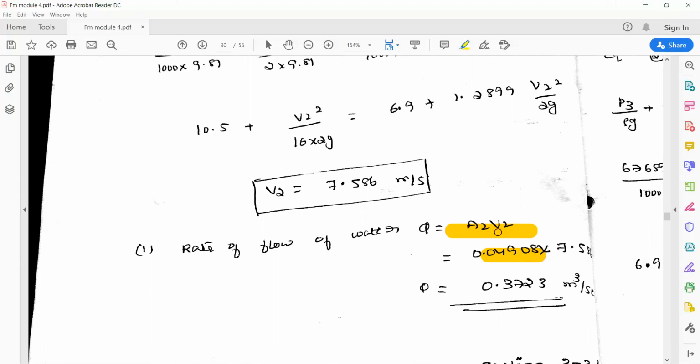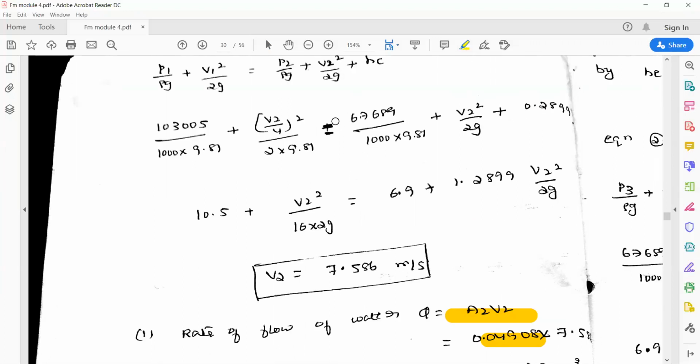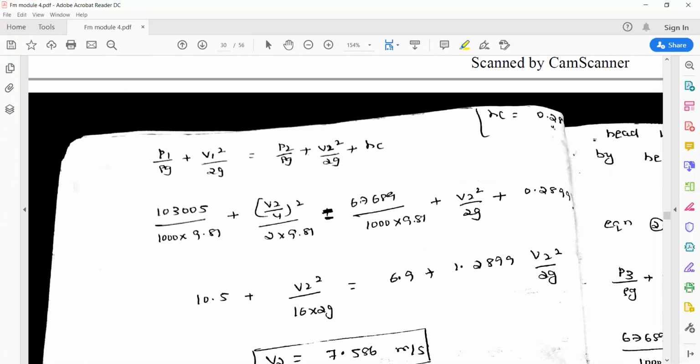Then how do you get the value of V2? To calculate V2, since velocity at 2 they have not given, and also discharge is unknown. If you know the discharge value, then you can make use of Q is equal to A2 V2, and V2 is equal to Q by A2. You can easily calculate V2, right? But here discharge is unknown, and V2 is also unknown.